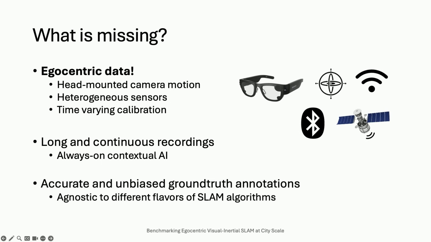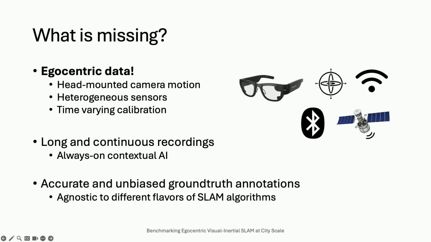And with all these data sets discussed, we come to a conclusion that we are highly missing the egocentric data. Here, what we mean by egocentric data is that we want head-mounted camera motion, heterogeneous sensors, and also, with the always-on nature, we'll have some time-varying calibration on the data. For example, the bending or the vibration of the devices can all contribute to drift accumulated through a long duration of time.